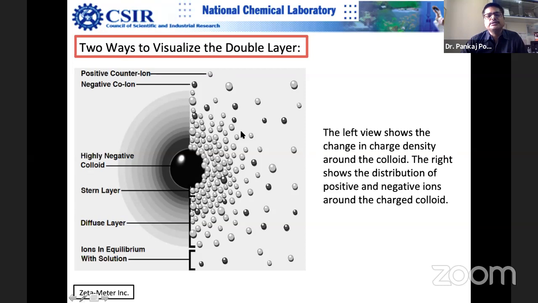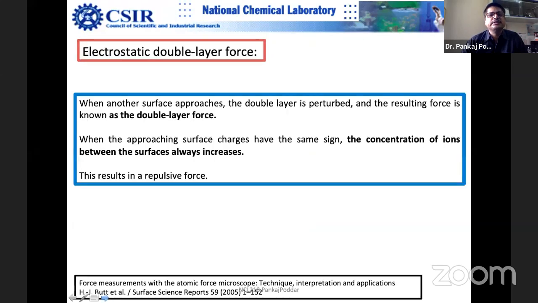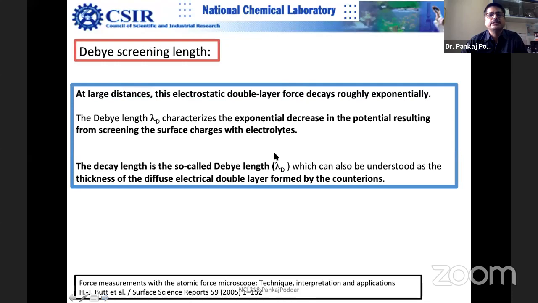And finally, this concentration will fall off exponentially as you go away from the surface. The concentration of these counter ions will fall off, and this is given by the Debye screening length, lambda d, which is understood as the thickness of the diffuse electrostatic double layer formed by counter ions. This is very interesting.